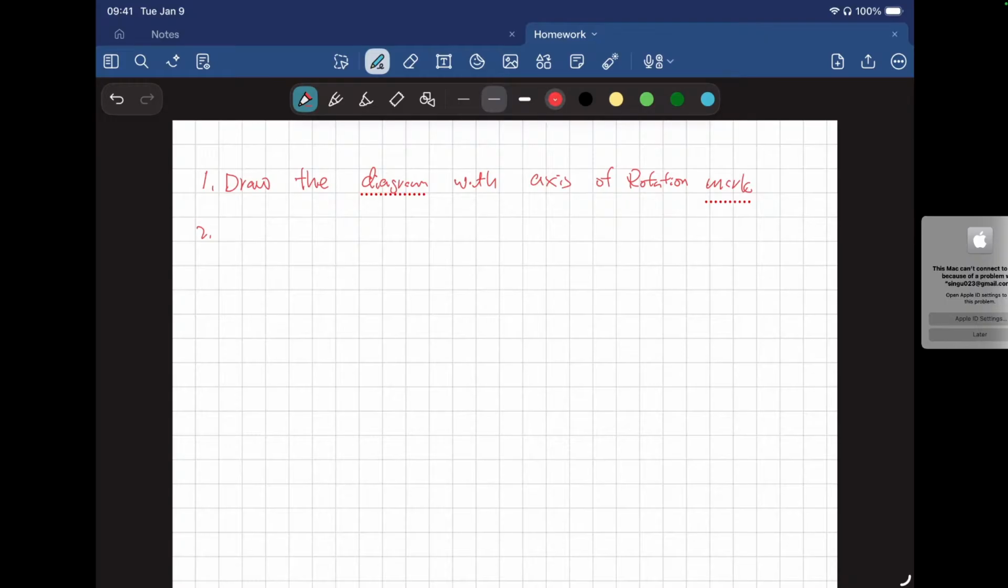So the second thing is I want you to draw a line or lines to the boundary. Now, if it's a single line, it's usually going to be a disk method. If you have two lines, then it's going to be a washer method.